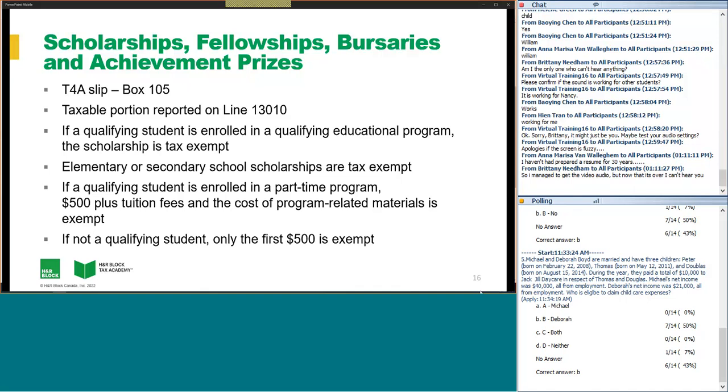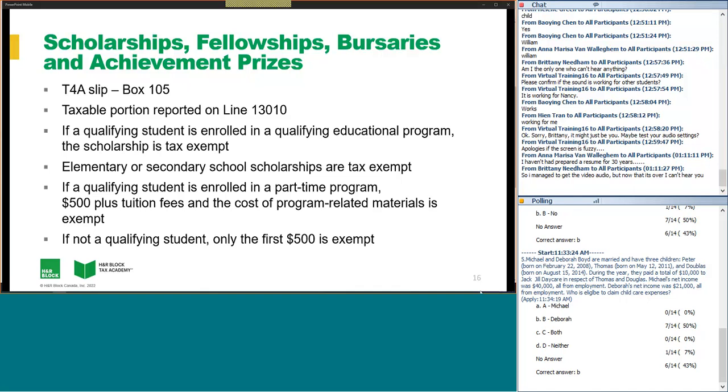Almost all of this income is reported on a single box in a T4A. So you'll have a T4A slip with a box 105, but it doesn't necessarily tell you how to put it on the tax return, because that will be determined based on the student who's sitting in front of you and which program they're in. So what you need to know is the taxable portion will be reported on line 13010, and the exempt portion will not go on the return. So the exempt portion doesn't show up anywhere.